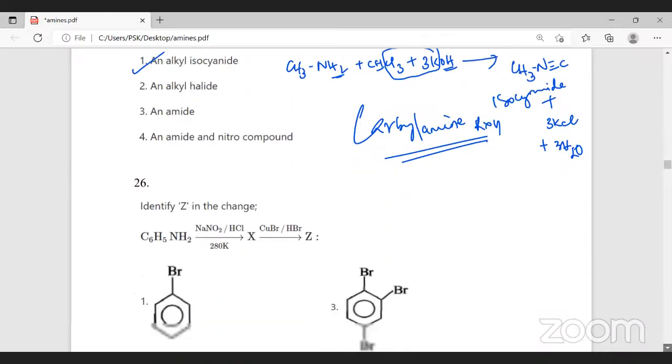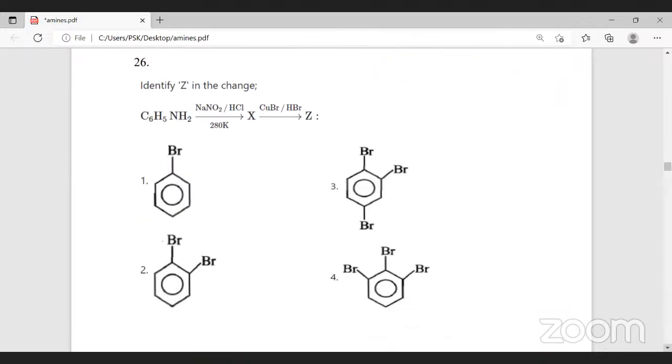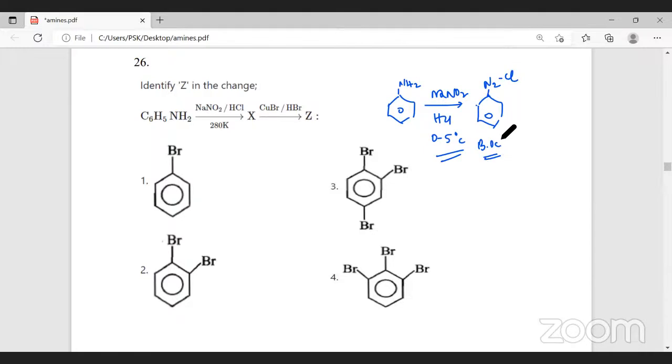The next question. In the following sequence, identify Z. The first part is very simple. So many questions are asked based on this first part. Primary amine aniline, when treated with sodium nitrite and HCl at 280 Kelvin, that is around 0 to 5 degrees Celsius, we get benzene diazonium chloride, C6H5N2Cl. This is X.